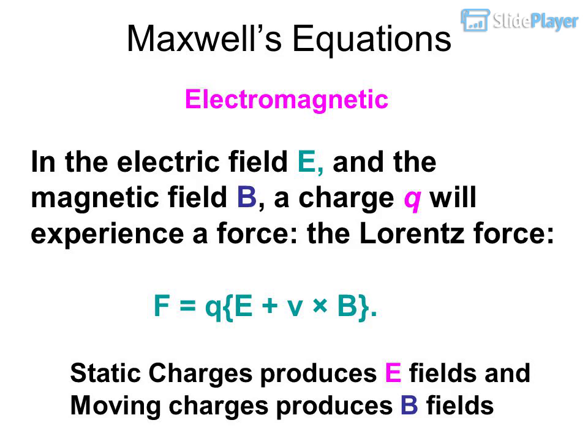Maxwell's equations. Electromagnetic. In the electric field E and the magnetic field B, a charge Q will experience a force, the Lorentz force. F equals Q(E plus v times B).